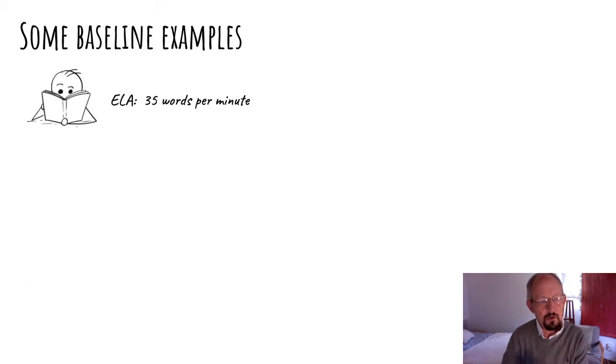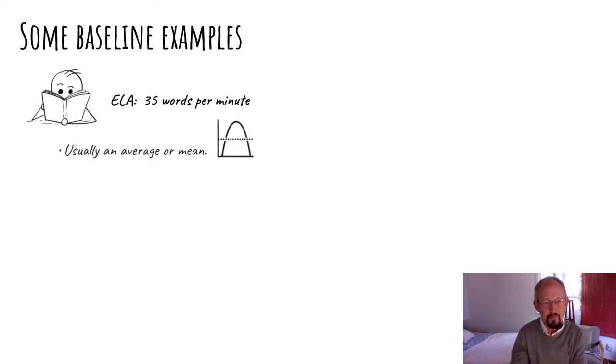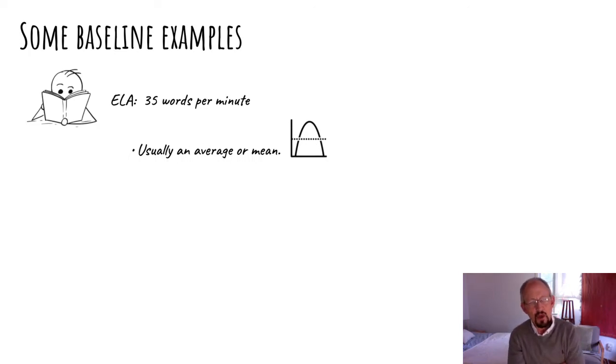Okay, so let's start with an academic goal, something like an ELA objective, where we want a child to reach 35 words per minute by a certain date. Or, much more specifically, let's say the current baseline we have is on average 35 words per minute. Often it's stated that we have an average, right? So we have an average count of words per minute, a mean.